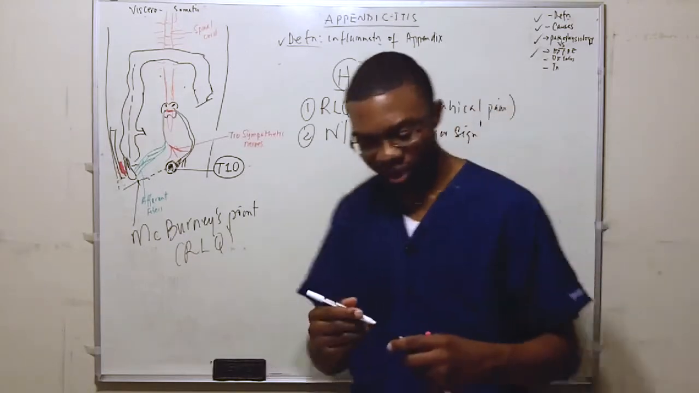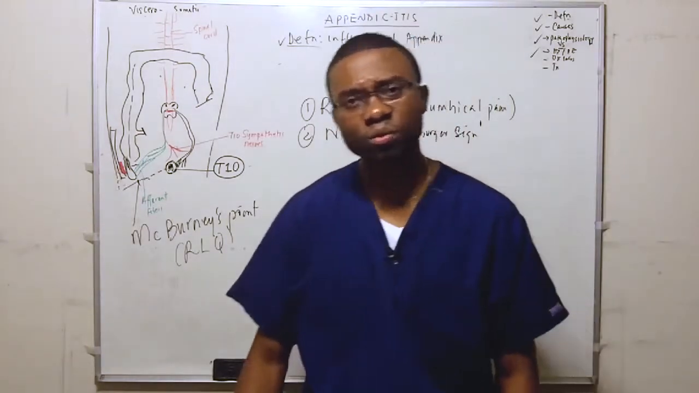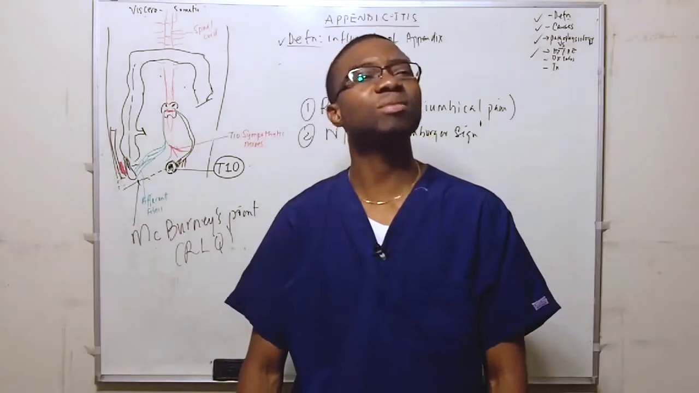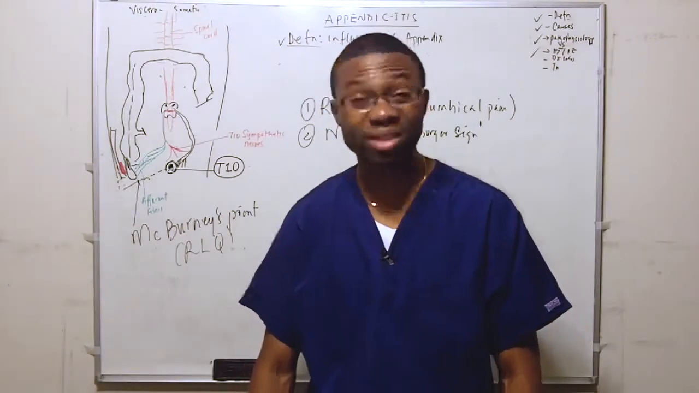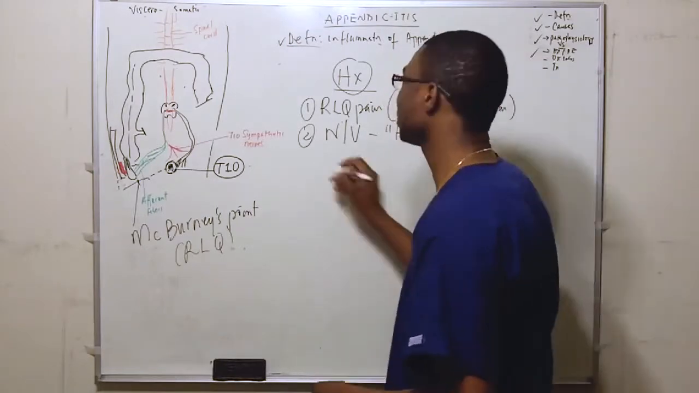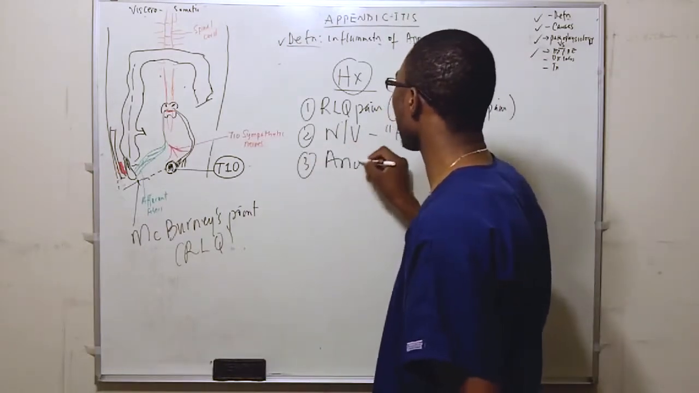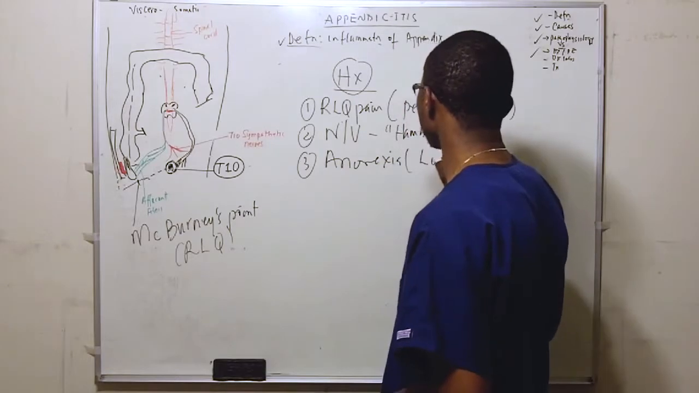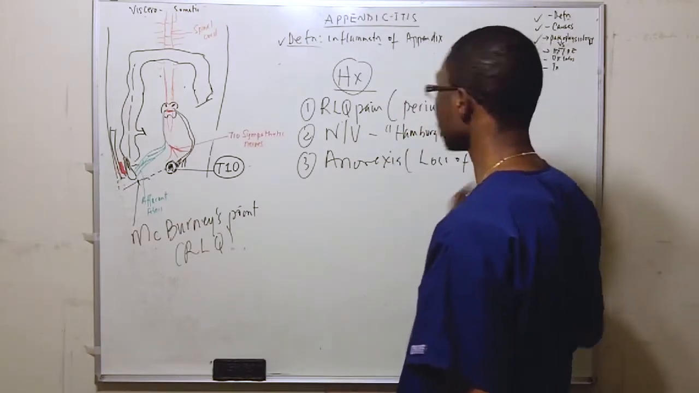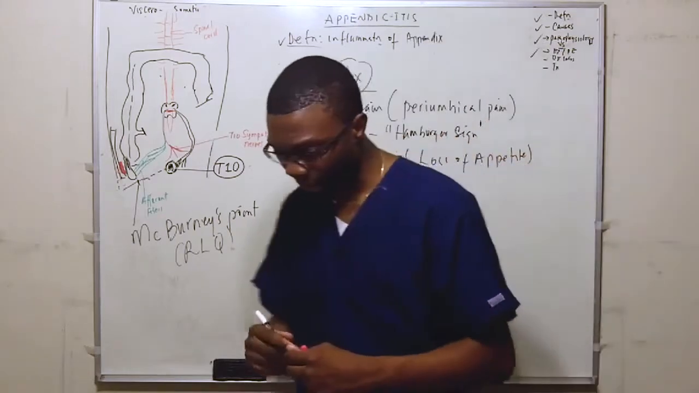When I walk into the room, I'm like, man, do you feel like you want to eat anything? They're like, yeah, I would like a scrambled egg right now. Oh, okay, now that's not appendicitis. That's called a hamburger sign. But if they have nausea, vomiting, they're going to be anorexic because they don't want to eat. They have loss of appetite. So you want to know that.